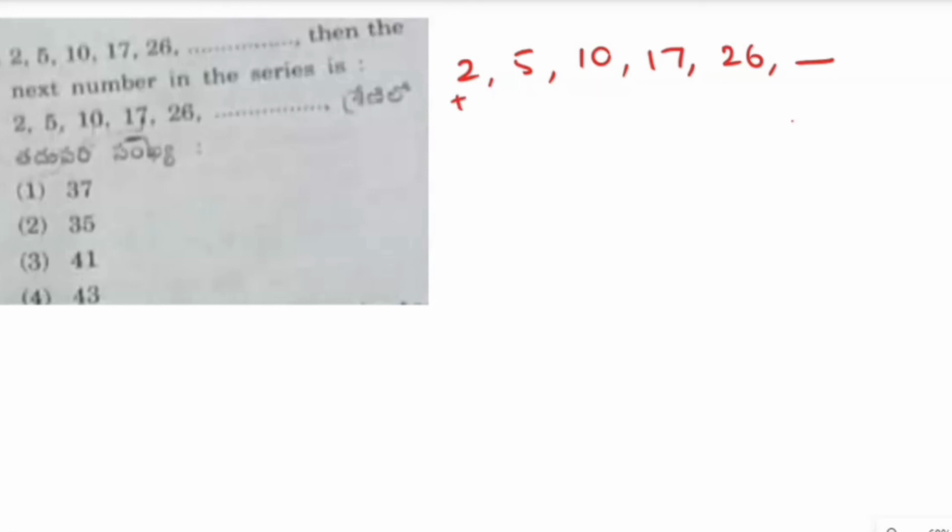So for 2, if you add 3, you are getting 5. So the difference between 2 and 5 is 3. The difference between 5 and 10 is 5. The difference between 10 and 17 is 7. The difference between 17 and 26 is 9. So you observe the number pattern: 3, 5, 7, 9. What type of numbers are these? These are the odd numbers. So the next odd number is 11. If you add 11 to 26, you will get the next number, that is 37. So 37 is the next number in the series. The first option is the correct one.